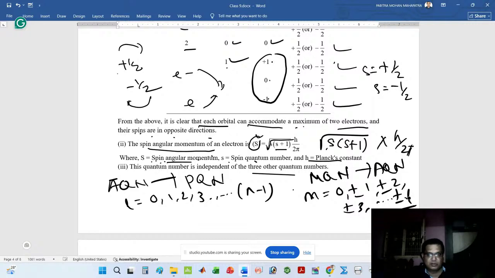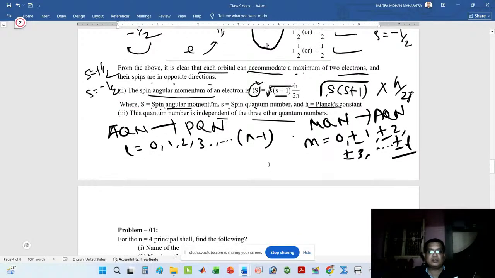That is your azimuthal quantum number. The azimuthal quantum number is related with the principal quantum number. The magnetic quantum number is related with the azimuthal quantum number. But remember, the spin quantum number has no relation with the other three, because here s is equal to only plus half or minus half. This is the only relation, so it cannot be related to the other three quantum numbers. So you can say that the spin quantum number is independent of the three other quantum numbers.